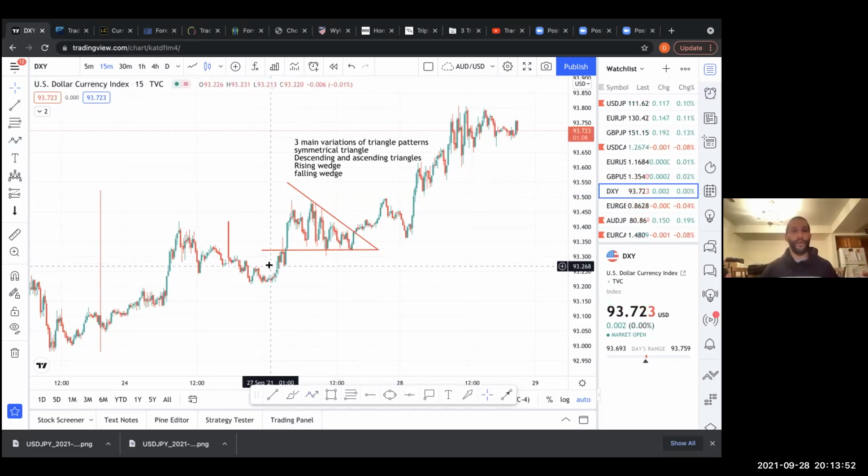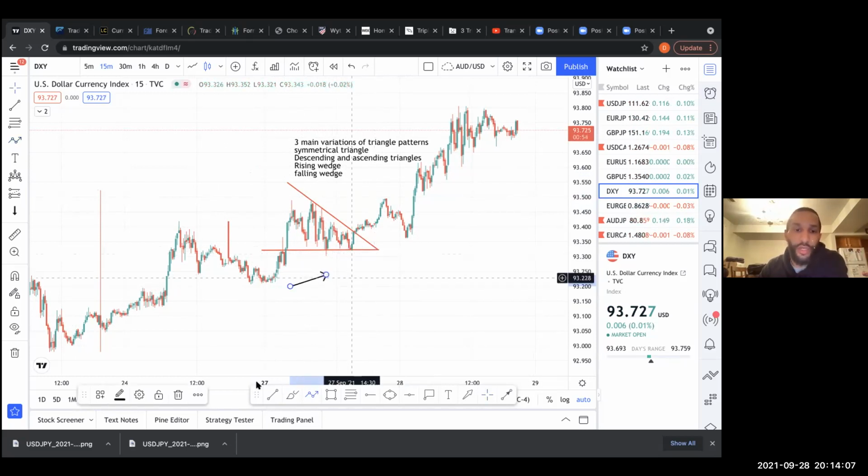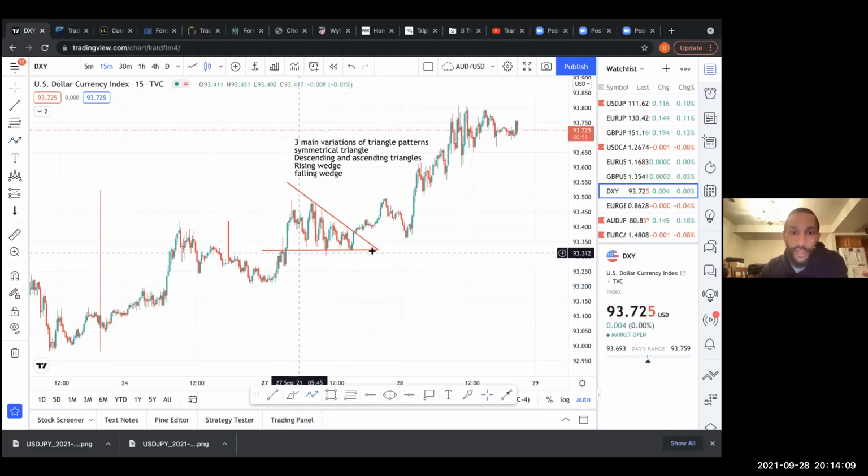But just as far as looking at the descending triangles, you just want to make sure that you have a flat line. It's not at an angle. You don't want the bottom one to be at an angle because that's going to be a symmetrical triangle right there. All right. So we're looking for a flat bottom and we're looking to connect the highs, and these highs are continuing to make lower highs right there. So we're looking at some bearish momentum in this area right here.